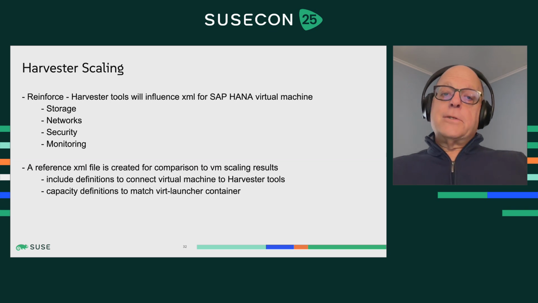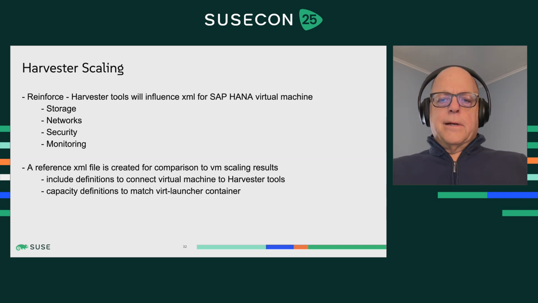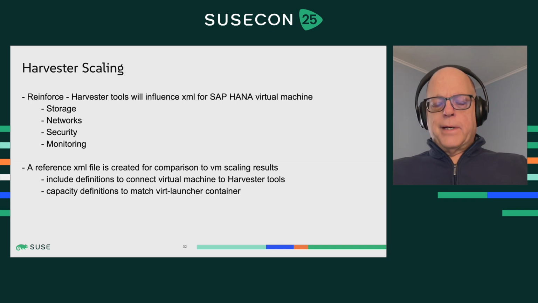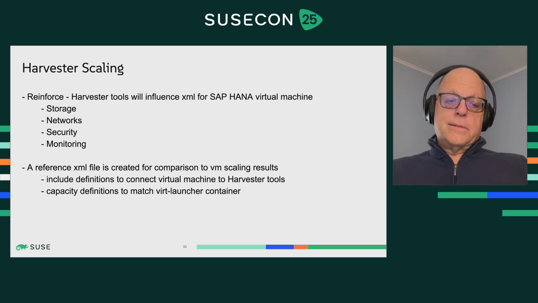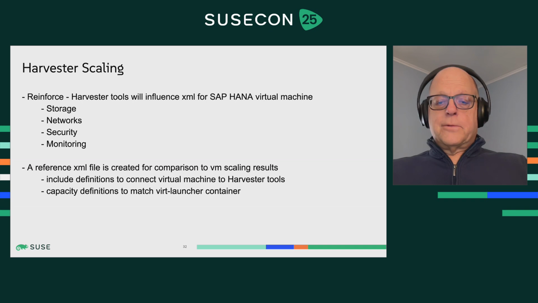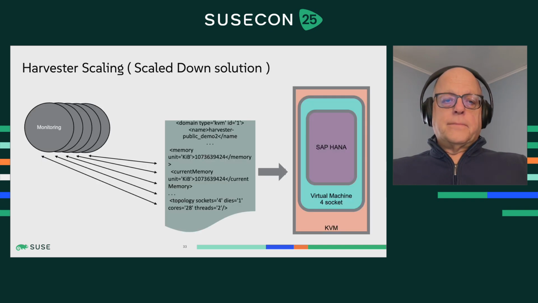Again, going back to Harvester tools influencing the XML, there'll be a slightly different perspective coming up, that the Harvester will create a reference XML file at 4 sockets that we can compare to the VM scaling results. The XML for the Harvester will include definitions to connect the virtual machine to Harvester tools, the storage, the networking, and it'll also supply stuff for the virt-launcher container for our consideration.